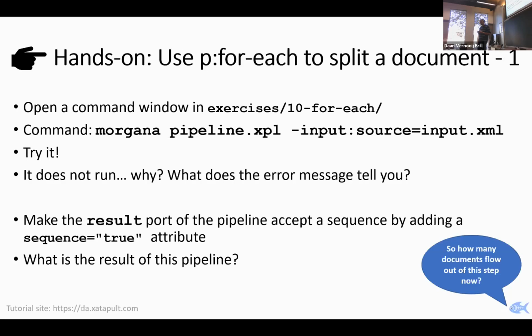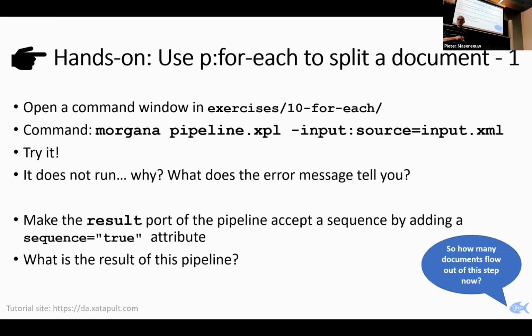Yeah? Well, the pipeline returns more than one item in the sequence. Yes, it returns a sequence of documents because out of the for-each flows a sequence of documents. And our result port is configured in such a way that it will reject a sequence of documents. But luckily we can change that. And what you can do is make the result port of your pipeline accept a sequence by setting sequence is true on the output port declaration of your pipeline. Could you try that? And then rerun the pipeline.